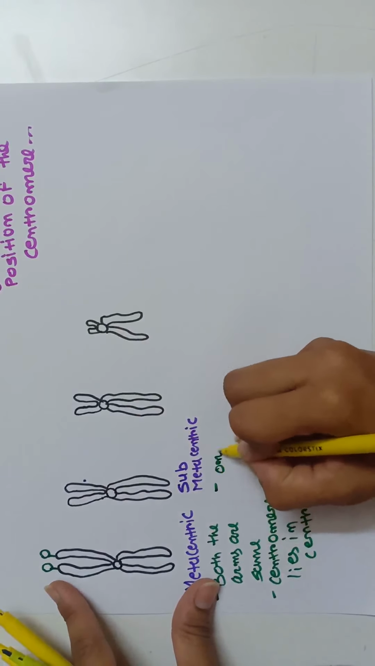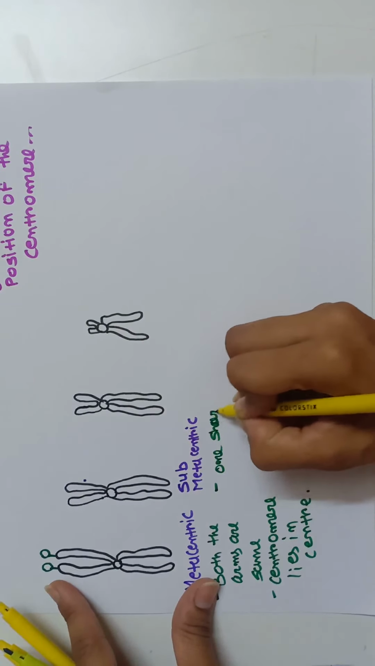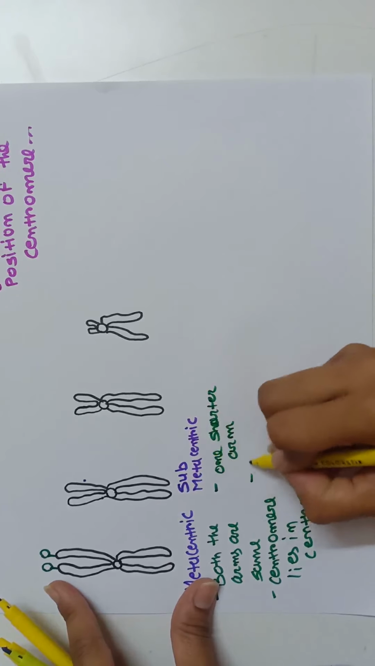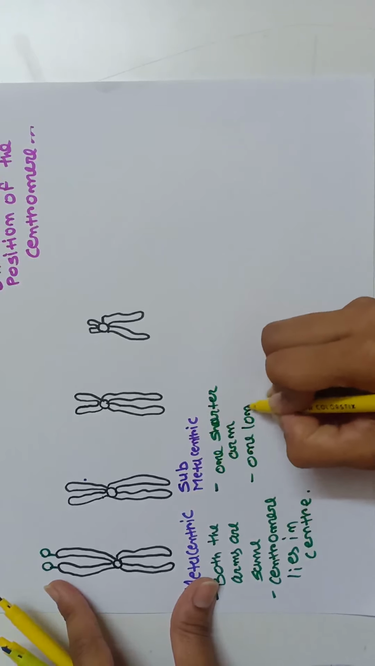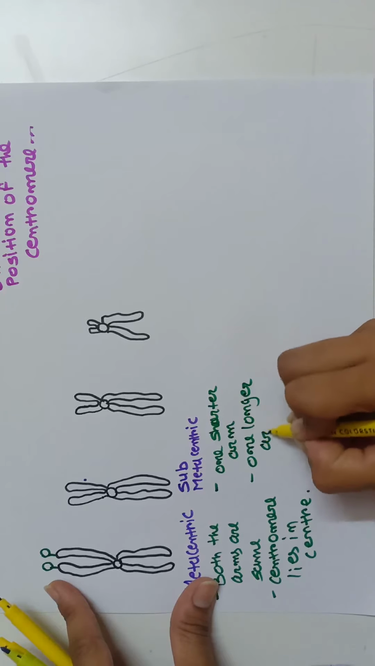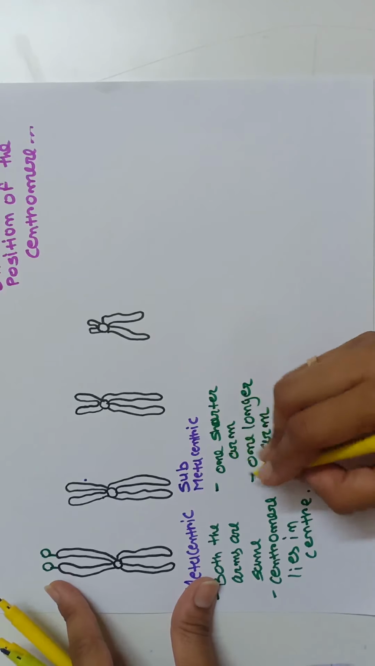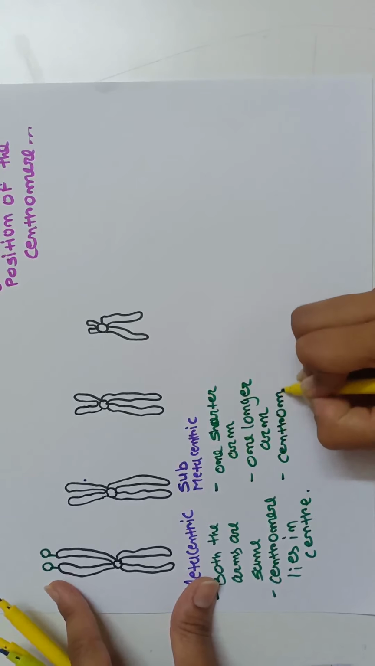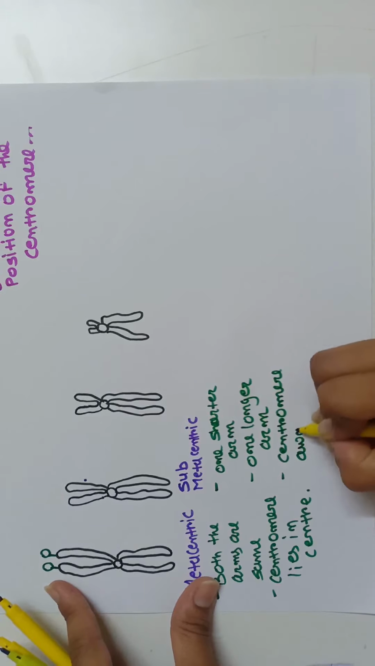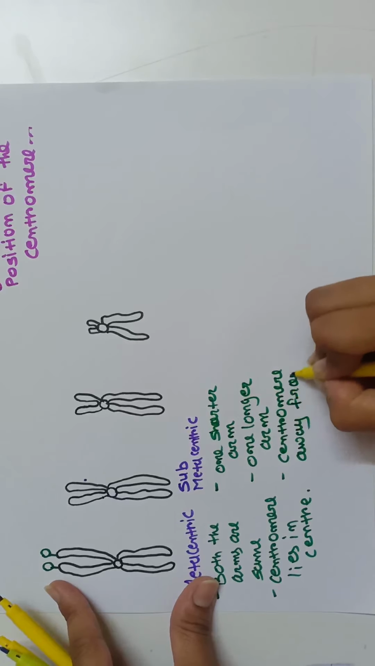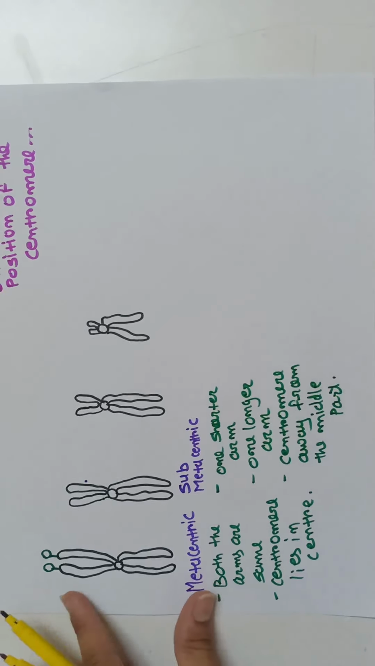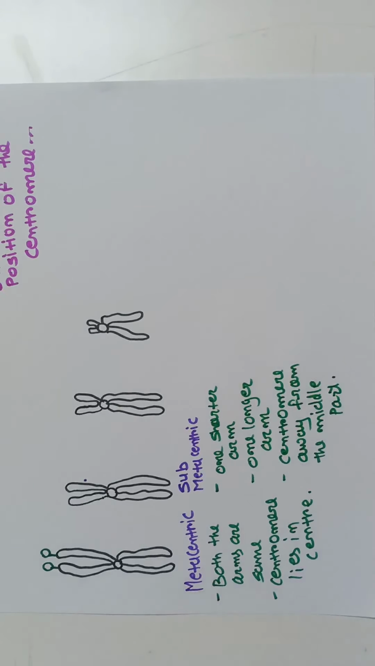One shorter arm, one longer arm, and the centromere away from the middle part. So this type of chromosome is known as submetacentric.